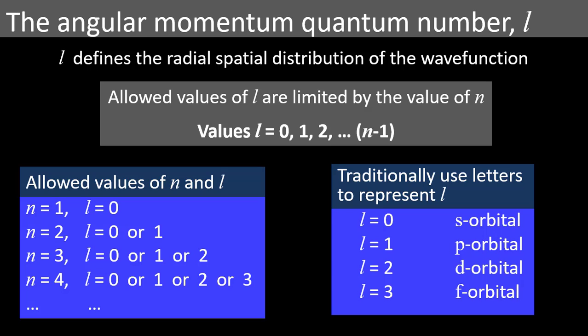The wave functions where L equals 0 are called s orbitals. The wave functions where L equals 1 are called p orbitals. The wave functions where L equals 2 are called d orbitals, and the wave functions where L equals 3 are called f orbitals. Wave functions where L equals 4 are called g orbitals, and wave functions where L equals 5 are h orbitals. It doesn't stop there. It just goes up alphabetically after that, and we don't usually need to go there.